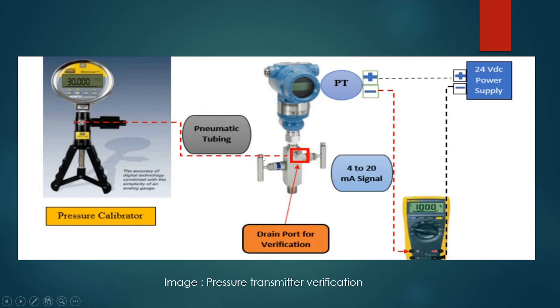Open the isolation valve fully. And then put the pressure transmitter back onto the process system. Then finally we open the main isolation valve of the process system and put the pressure transmitter back in use.